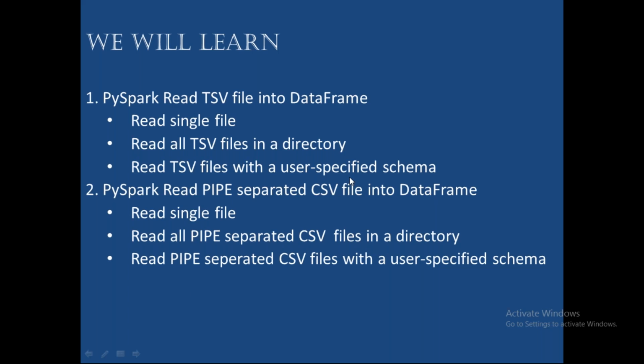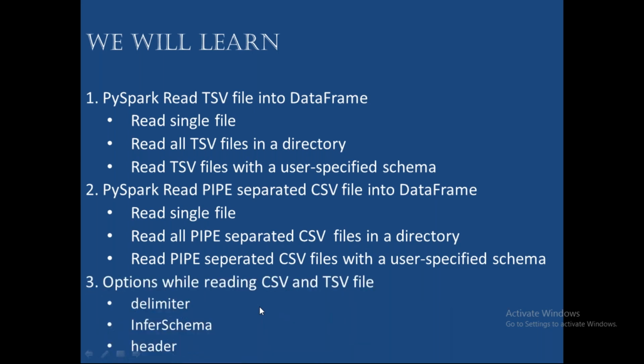How you can read a pipe separated CSV file into a data frame. Then how you can read a single pipe separated file, and how you can read multiple pipe separated files. Then we are going to see how you can read a pipe separated CSV file with a user defined schema. We are going to talk about those things. Then we will talk about options while reading the CSV and TSV. If it is pipe separated, I can say simply CSV. If it is tab separated, I will call it a TSV, right?